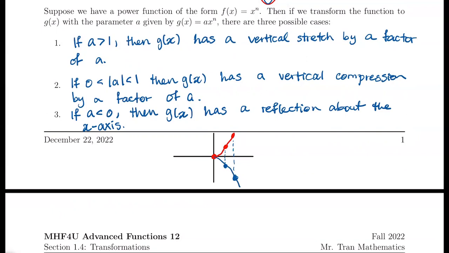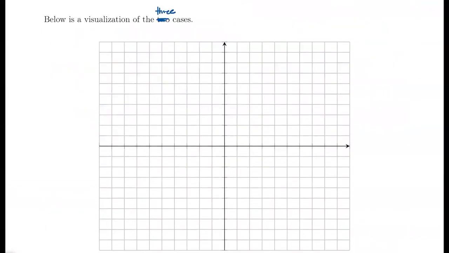Something like that. All right, so with all these three conditions, let's see what a graph would look like if we had a look at all three cases.